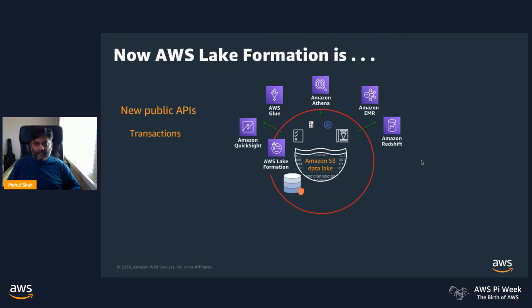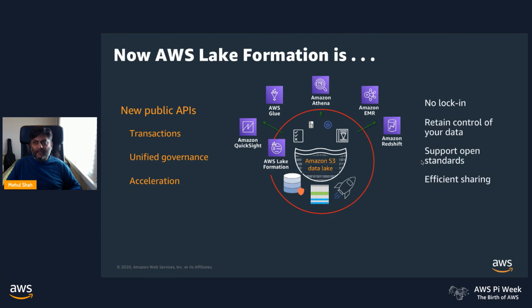Since then, we've added a whole bunch of new APIs that allow you to do transactions on S3, provide a unified governance mechanism for your data lakes, and accelerate accesses to S3 for analytics. There's no lock-in with these new APIs. You retain control of your data. It supports open standard formats and allows you to efficiently share that data.